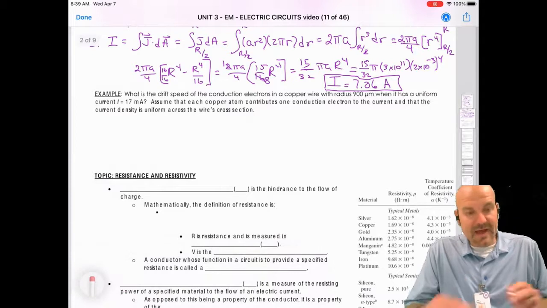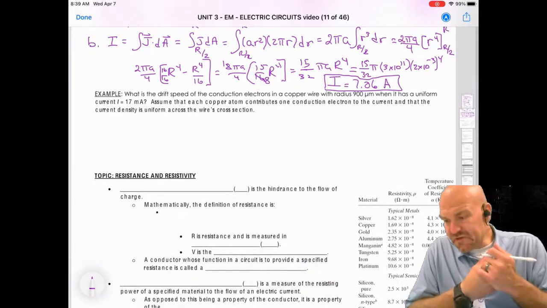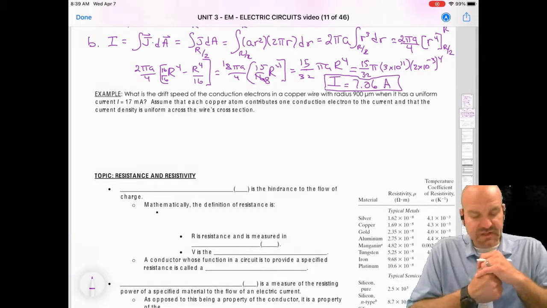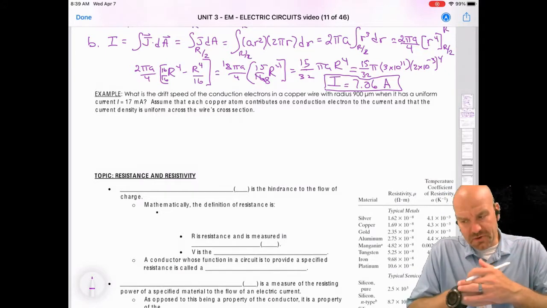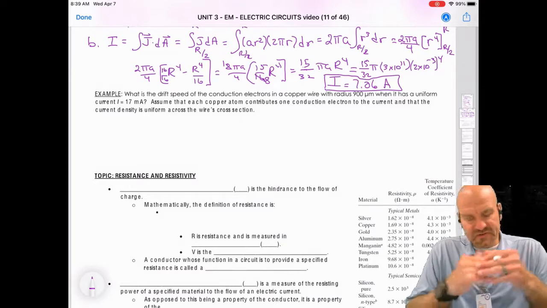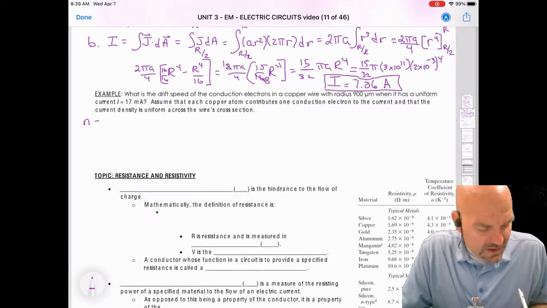All right, last example problem in this section, right? This says, what is the drift speed of the conduction electrons in a copper wire with a radius of 900 micrometers when it has a uniform current of 17 milliamps, assuming that each copper atom contributes 1 conduction electron to the current and that the current density is uniform across the wire's cross-section. So the first thing we need to do is really figure out how many electrons per cubic meter exist in this sample of copper, okay? So we got to find that N number, right?